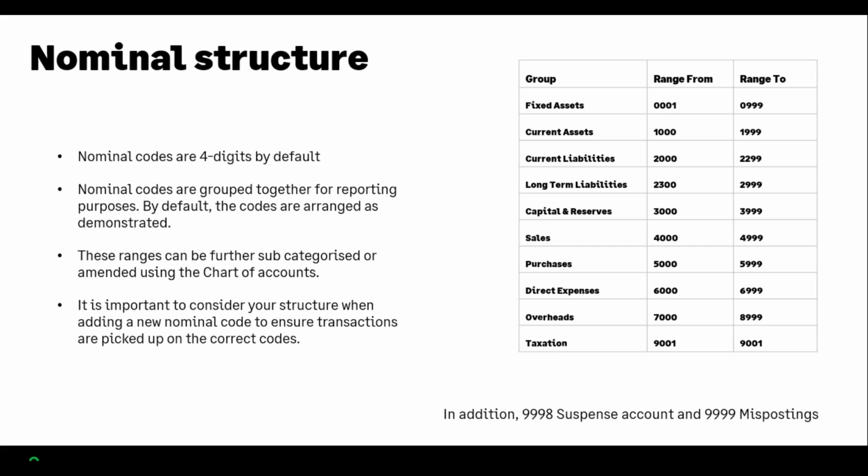And in the demonstration, I'm going to show you that. I'm going to show the importance as well when you consider your nominal code structure, putting the values where you need them, because it is very important. You don't want random figures appearing in random places. So it is important to consider the structure when you're adding a new nominal code. And that's what we're going to do.